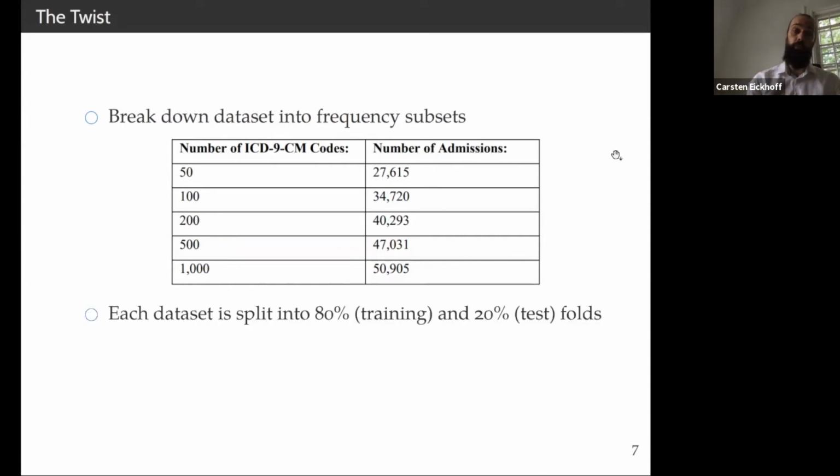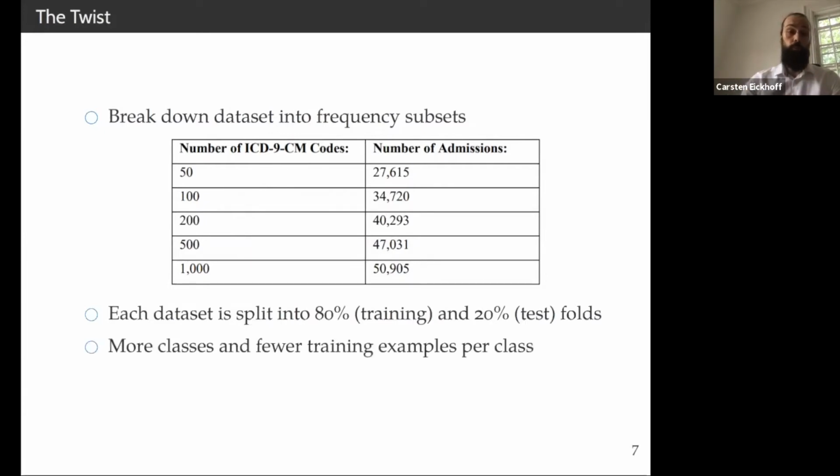Right? And each data set here, so each of these, is internally split into 80% for model training, right? So to fit all your parameters, and then 20% test data that we never look at during training that we use to evaluate how well we do. And the assumption here is that as we go down this way, so we have more classes and for each class fewer training examples, probably this is going to get harder, right? So that will be our assumption, that for this data set here, we should do worse than we do here. Okay, so that's the setup here.